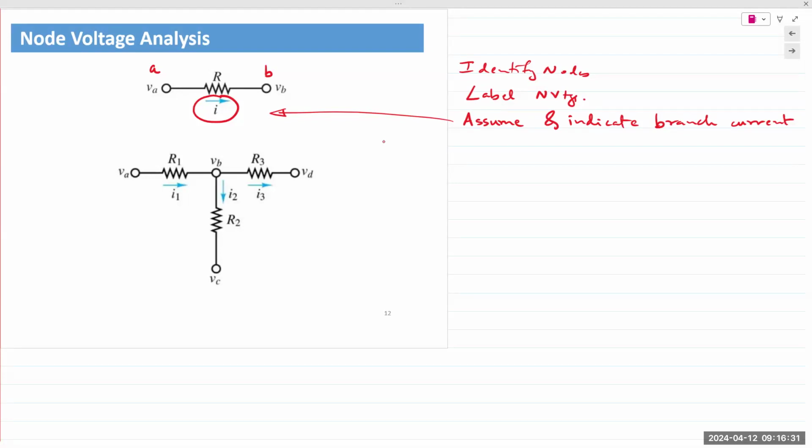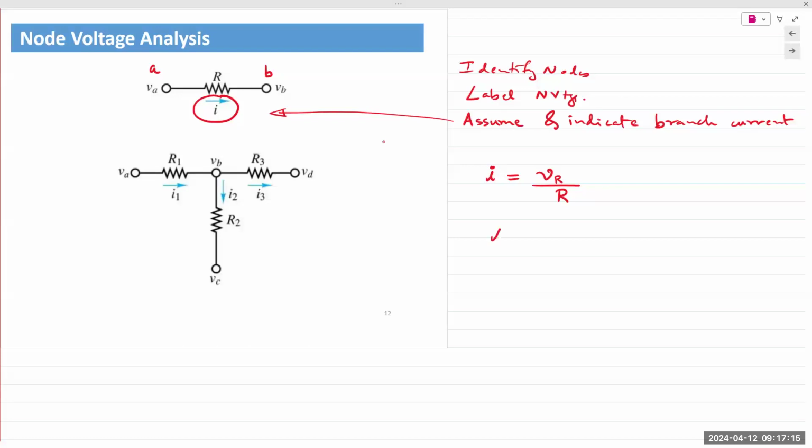Okay, so you assume and indicate branch current. And so what I can write is VR, the voltage across that resistor. Actually, I'm jumping one step ahead. Current I is noted as the current that is flowing through the resistor. When I apply Ohm's law, I can state I is VR over R. V equals IR, I is equal to V over R. So the current I flowing through that resistor is the resistor voltage divided by the resistor R.